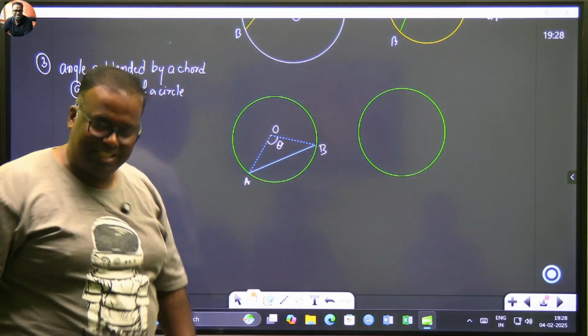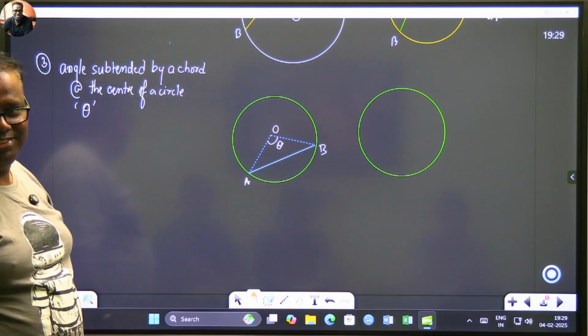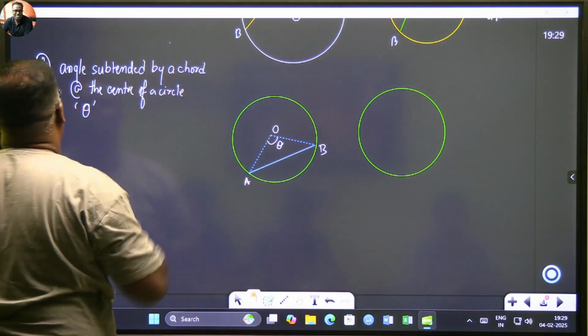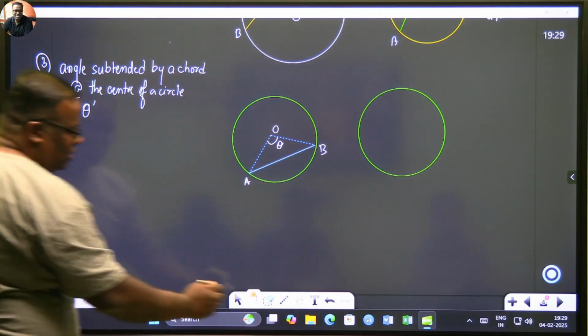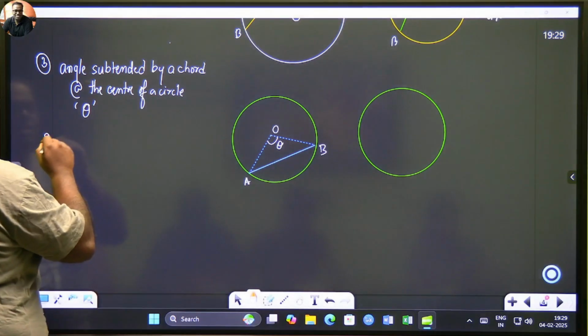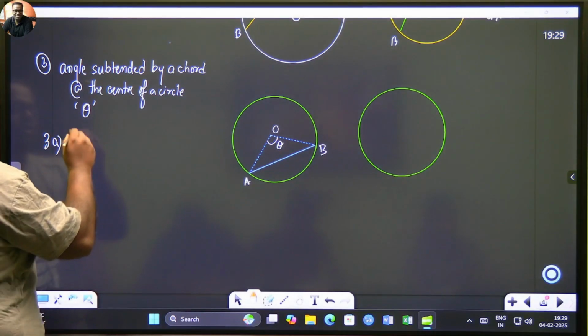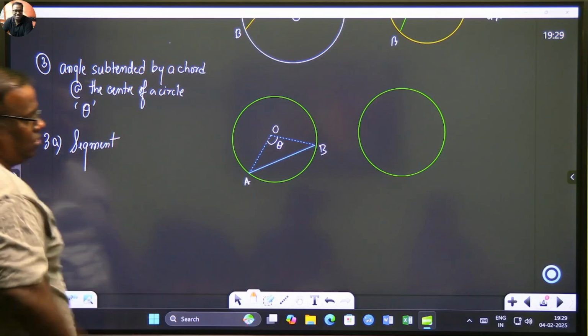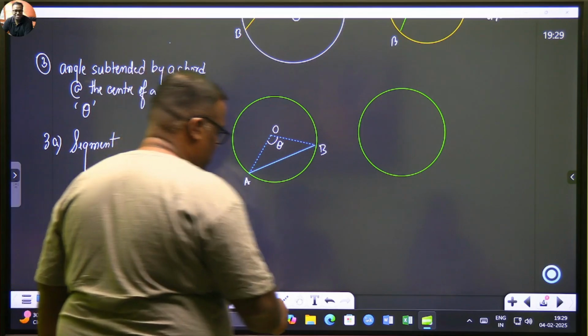But the challenge lies now. The challenge that we'll understand now is, okay, this much we have understood. Then a little bit more diversion. We'll come back to the challenge. Now 3A. In 3A, we will get to know something about what is known as a segment. What is a segment? Okay, let's see what is a segment.